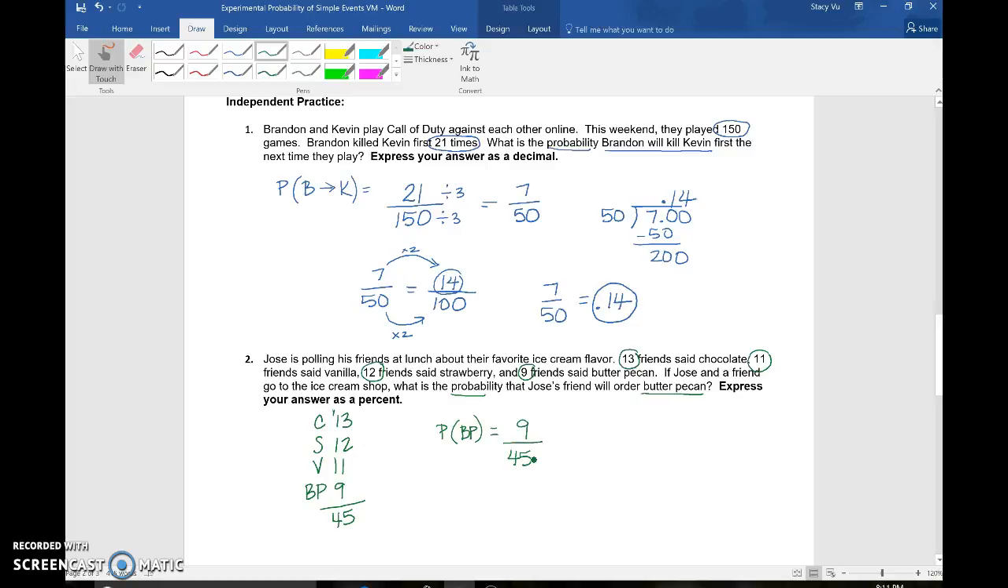And then I'm going to go ahead and make sure I simplify. So 9 and 45, well, 4 plus 5 is 9, so I know it's divisible by 9. So divide it by 9, divide it by 9. 9 divided by 9 is 1. 45 divided by 9 is 5.